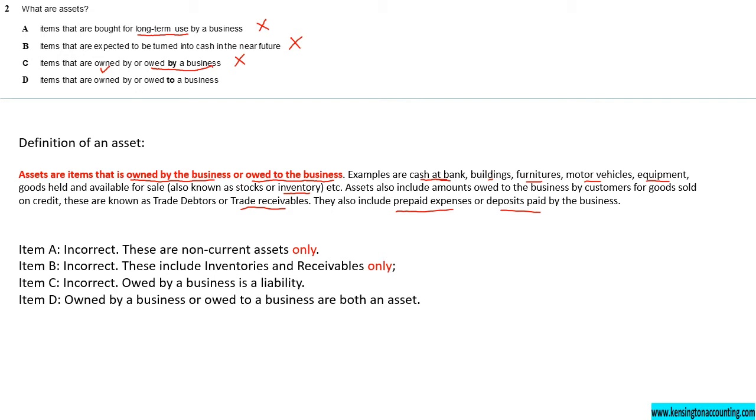Item D, it talks about items that are owned by. So owned by, that's correct, and owed to. Therefore, both these types of items, as per the definition, these are assets. Therefore, this is the correct answer. The answer is D.